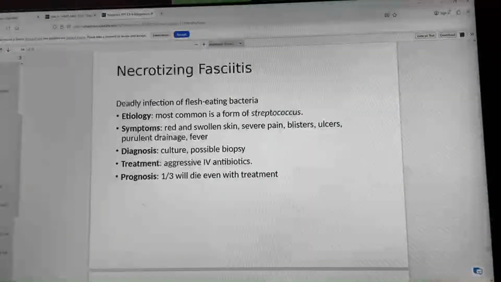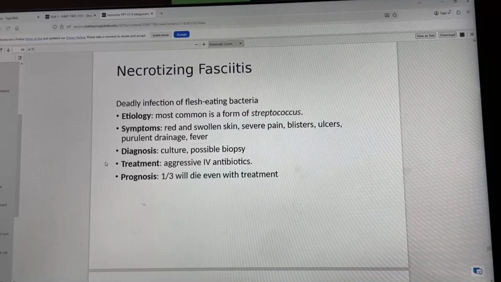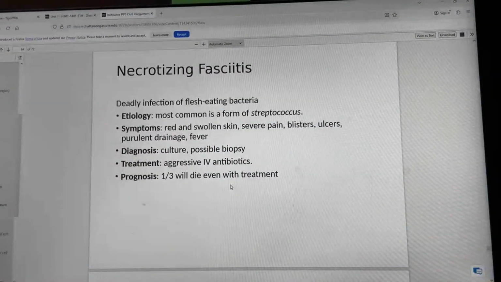So very red, very swollen, severe pain, lots of blisters, ulcers, drainage. Bad fever. Oh my gosh. How does that, what's the cause? It's just a real bad infection. How do they get it? It's just getting into the skin some way. So it's a bacteria entering into the skin somehow. It's not super common. I've literally never met anyone with this.